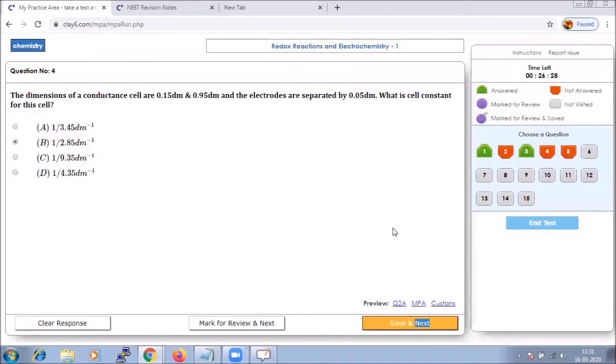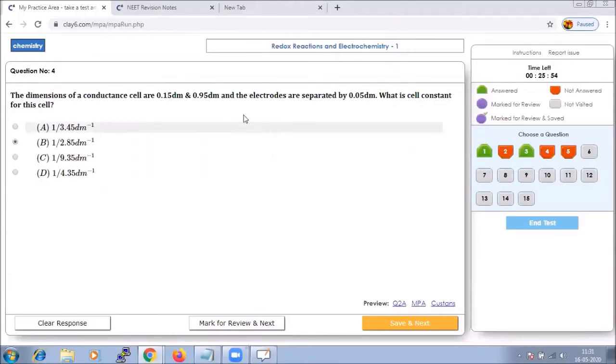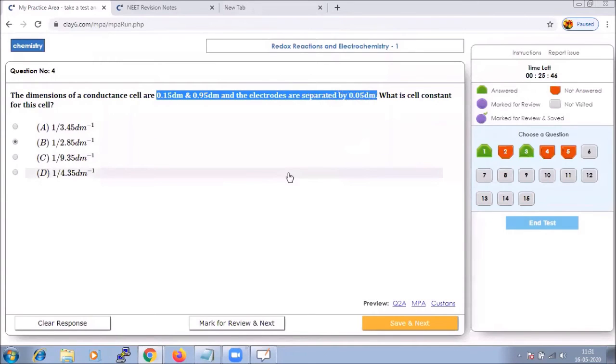The dimension of conductance of a cell are 0.15 and 0.95, and the electrodes are again the same cell constant formula. So here also you can apply the same value as cell constant is L by A. They have given the value as 0.05 by 0.15 into 0.95. Hence we could reach as 1 by 2.85. It's a direct application of the formula because all the values are given to us. Hence it will be very simple to calculate, and answer should be 1 by 2.85. So let us save that and go to next.